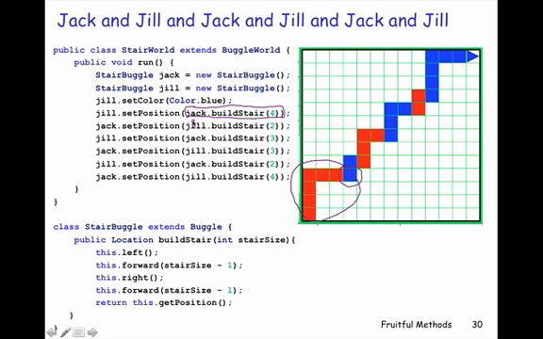And then Jill is going to build a stair of size 2. So she builds this stair here. And then Jill will end up in this position. And then we'll have Jack set his position there. And they'll continue by alternating up and down the hill in order to create that pattern. So now we'd like to see how the Java execution model can explain how all of this works.